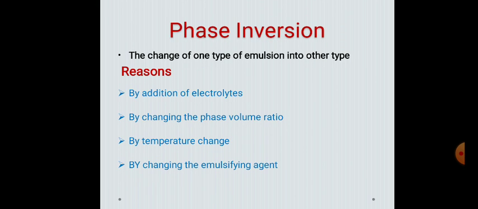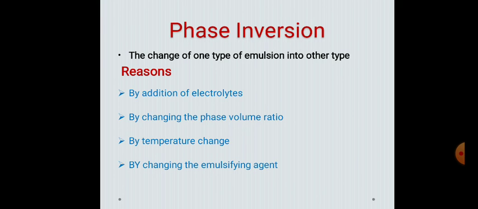And the last stability problem is phase inversion, the change of one type of emulsion into the other type. These are the reasons: addition of electrolyte, changing the phase volume ratio, temperature change, and changing the emulsifying agent. So these are the three different stability problems in emulsion: cracking, creaming, and phase inversion.